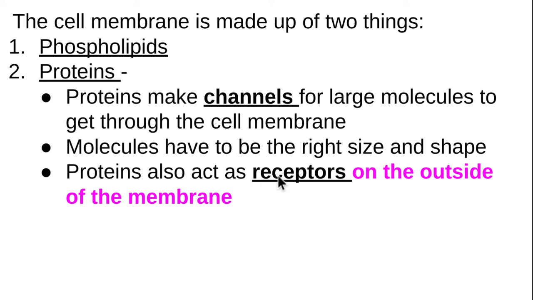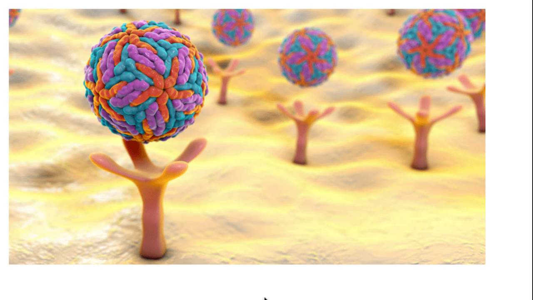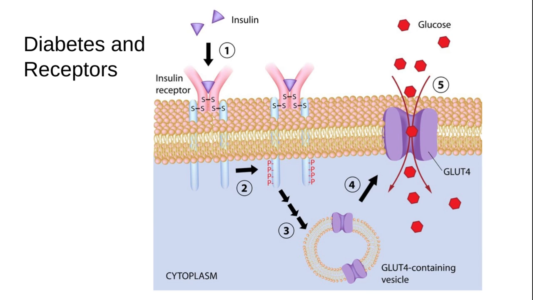Now, proteins also act as receptors. These receptors are on the outside of the membrane. So you're writing on the outside of the membrane. Receptors can look kind of like this. This is a computer animation. So here's a molecule going in. Remember we talked about insulin yesterday, insulin being the key. So it's going to go here and unlock the channel.